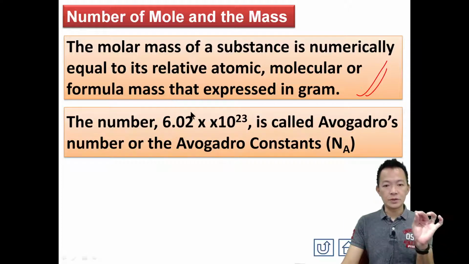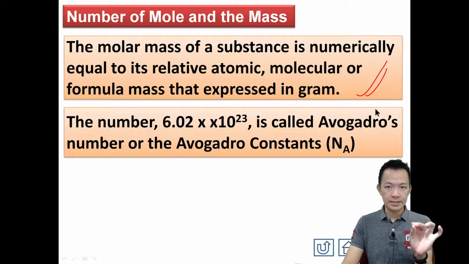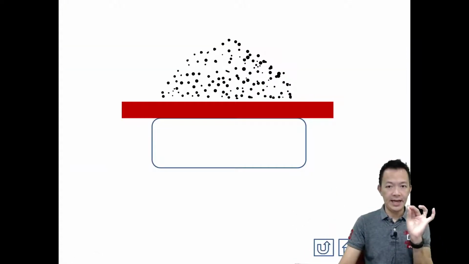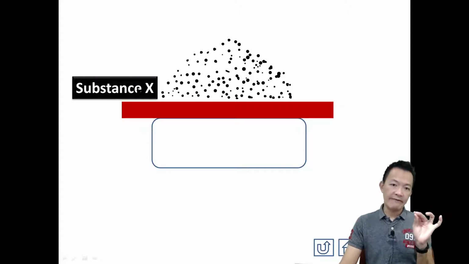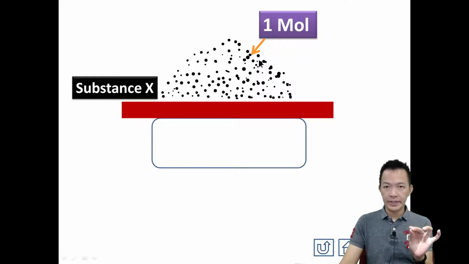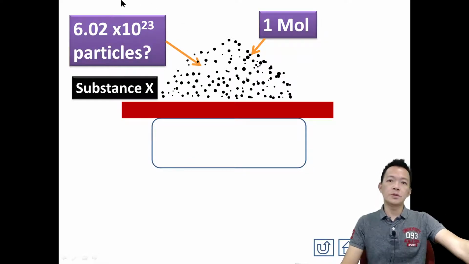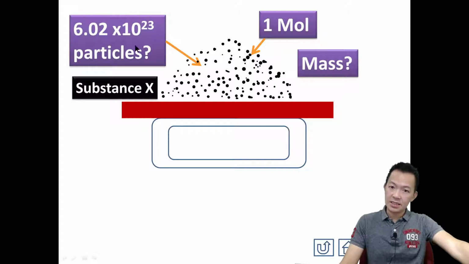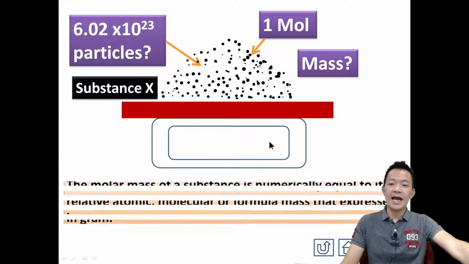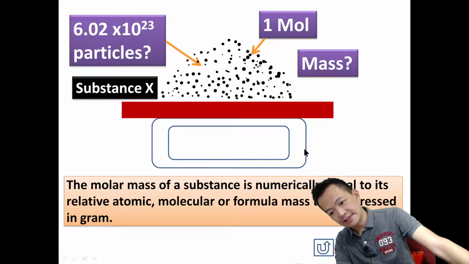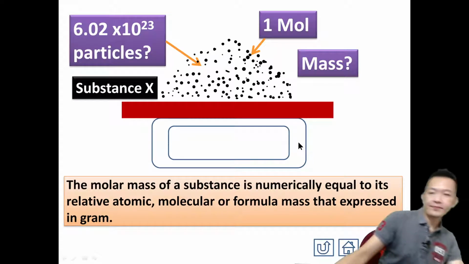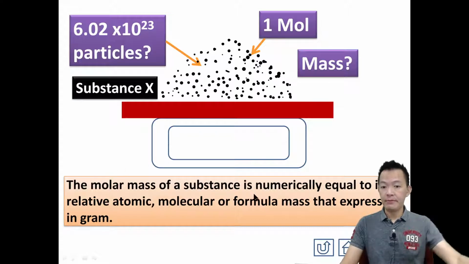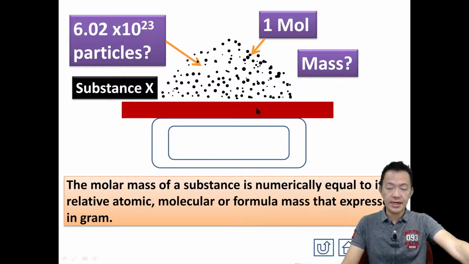So the number 6.02 times 10 to the power 23 就叫 Avogadro constants，这个你会了的，对不对？So I settle this part for you. 来，什么叫 molar mass？Let's say I'm having a substance X. And it contains one mole particle. One mole, how many particles? 6.02 times 10 to the power of 23. So one mole, how many grams? This number of particles, how many grams? 答案在这边。The molar mass of the substance is numerically equal to its relative atomic, molecular, or formula mass that expressed in grams. 什么意思 I try to make you understand.